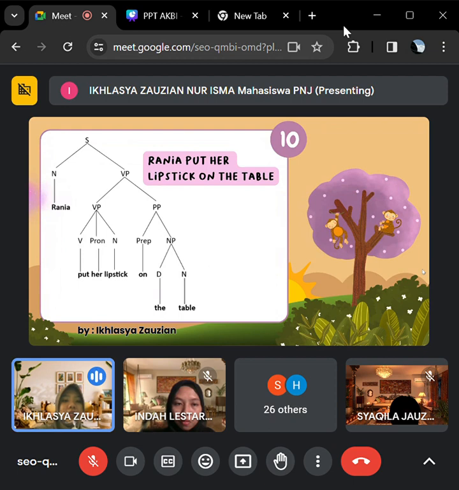The next: Rania put her lipstick on the table. Rania is a noun. Put is a verb. Her is a pronoun. Lipstick is a noun. Put her lipstick is a verb phrase. On is a preposition, the is a determiner, table is a noun. The table is a noun phrase. On the table is a prepositional phrase. Rania put her lipstick on the table is a sentence.